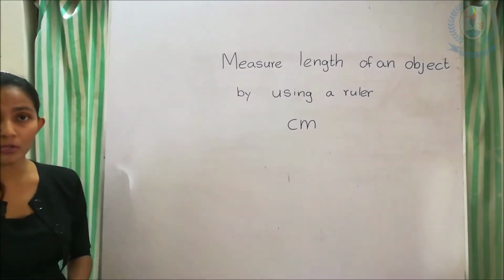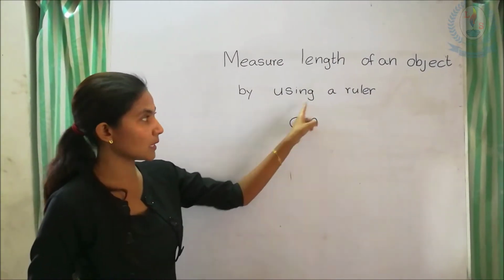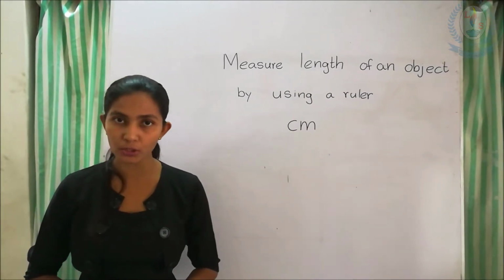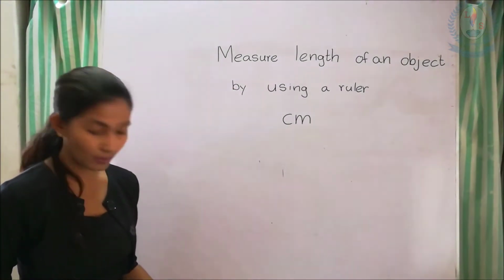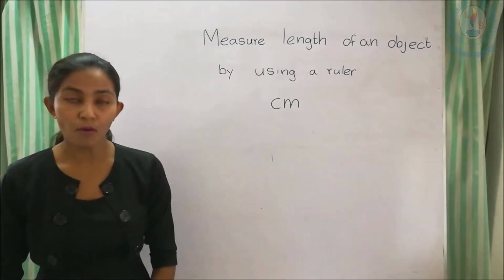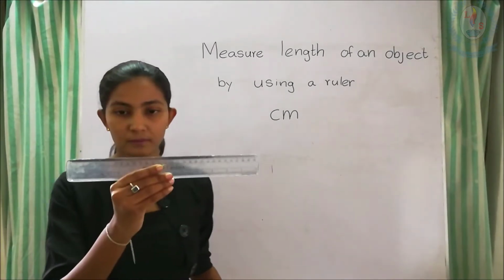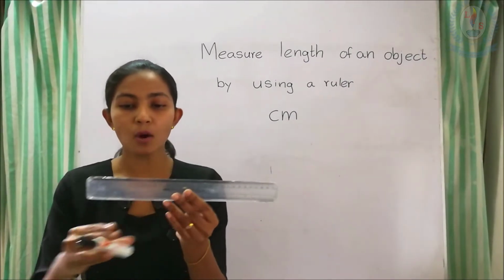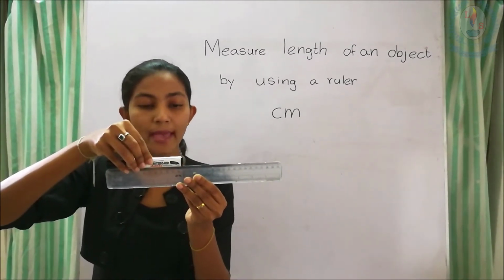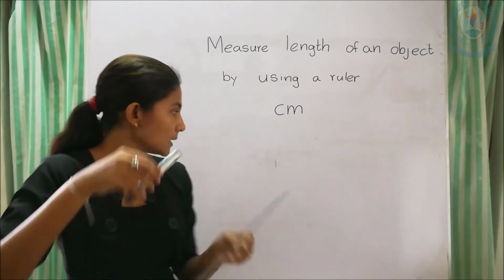Children, now we are going to learn how to measure the length of an object by using a ruler with centimeters. Children, please go and get a ruler. Okay, now have a look at the ruler. First, let's measure the length of the marker. Place one end of the marker at the 0 and read the other end. It is 13 centimeters.